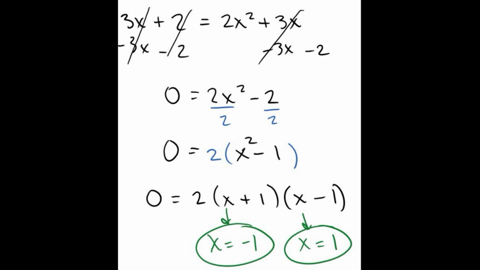So what I did here is I recognized, oh, if I factor this, I'm going to get conjugates of each other. So I kept the 2 out front, and I had x plus 1, x minus 1. And then the two things that are going to make this whole thing 0 are negative 1 and positive 1. And that is my final answer. Okay? All right.